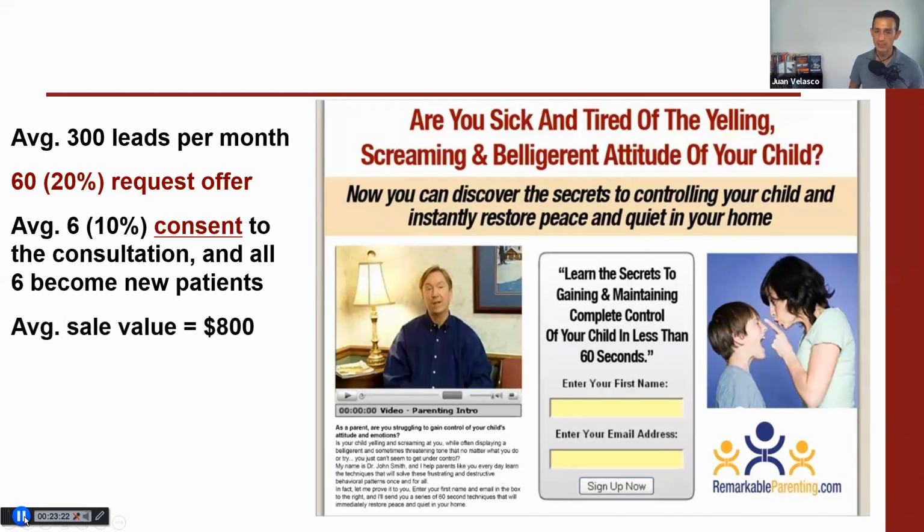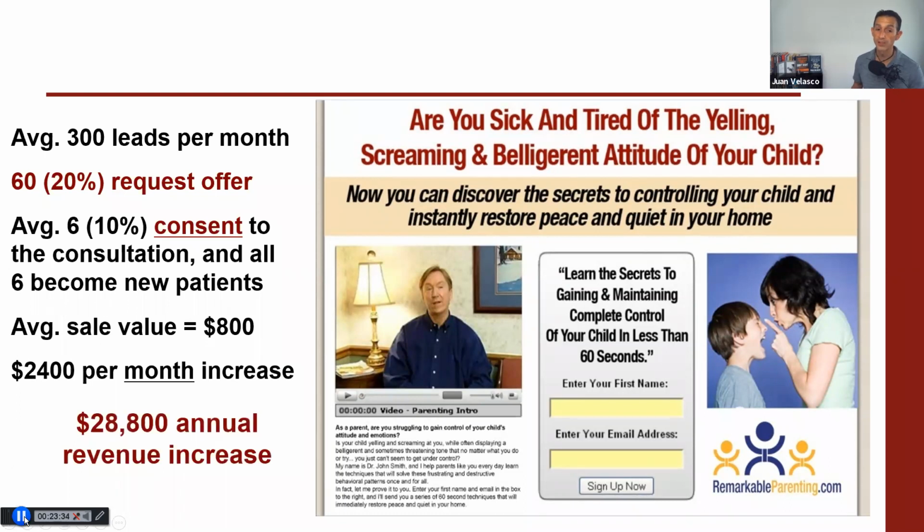And then his average sale for the program that he was running at the time was about $800. It was a number of consultations with the parent and the child. And for him, this resulted in a $2,400 per month increase. Annually, it was a $28,800 increase in revenue. Now, this was from applying the conversion equation. We went from the original website to this, and this was dramatic for the doctor because now we were able to systematize this for him, right? So that's the key, and that's the power behind the conversion equation.